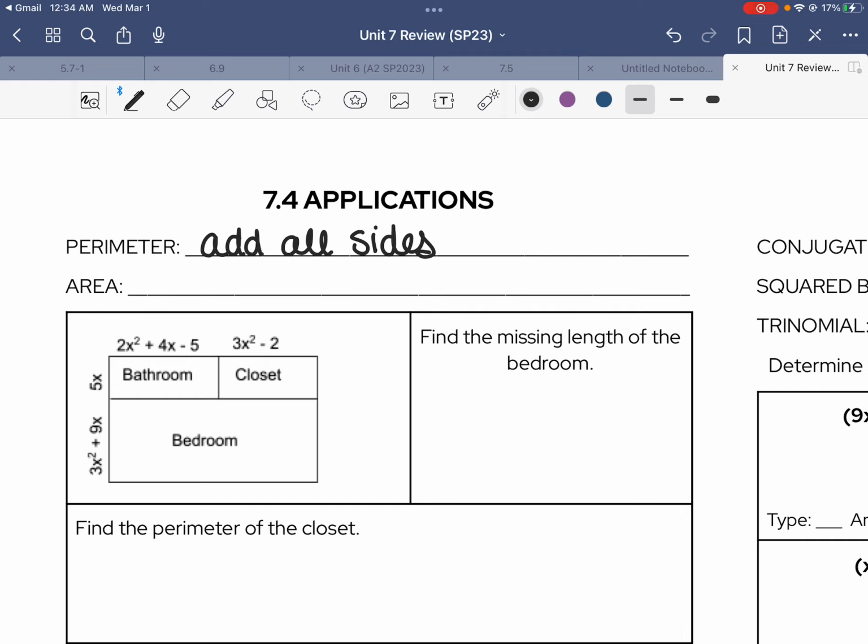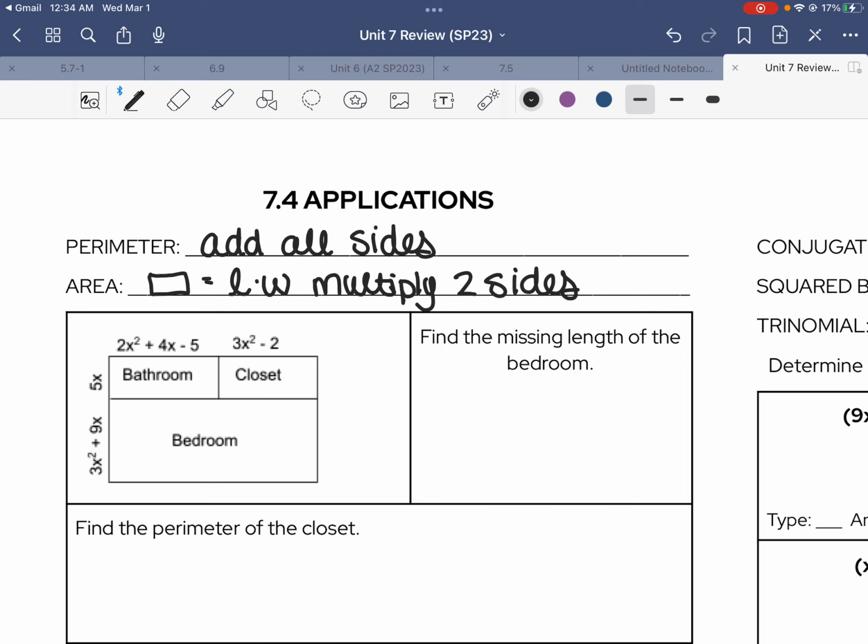For area, we're only going to do area if it is a rectangle. So the area of a rectangle equals length times width, or base times height. So what you have to do is multiply two sides. Whereas the perimeter uses all sides, the area only uses two of them, and you're multiplying instead of adding.